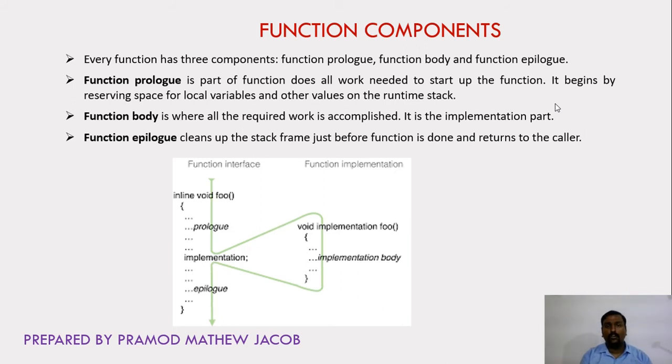So the function prologue will initiate the function execution, the function body will implement the function, and the function epilogue will end the function execution. See in this example, in the main function, the prologue will create the initial local variables and begin the function execution. The subfunction is implemented, and after the implementation the stack frame is created and all the local values are deleted. For that purpose the epilogue will initiate. So these are the various function components or subroutine components.